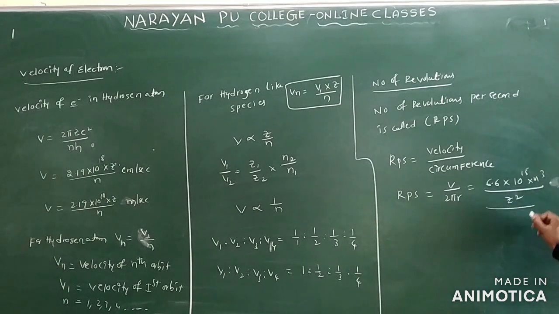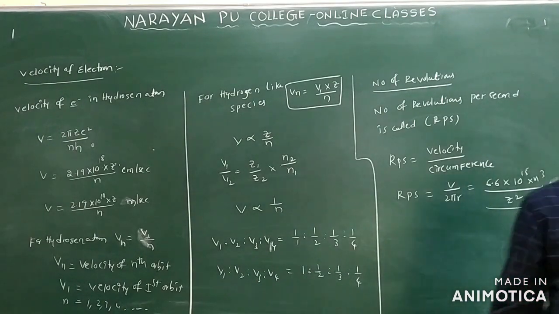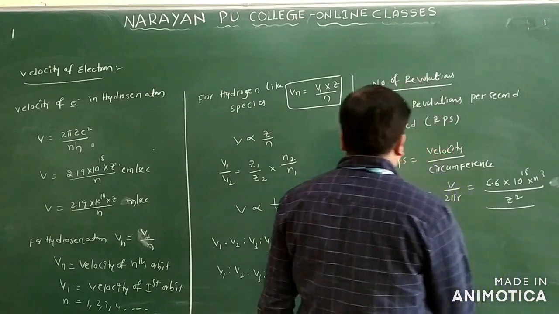This is the revolutions per second value: V by 2 pi r is equal to 6.6 into 10 power 15 into n cube by Z square.